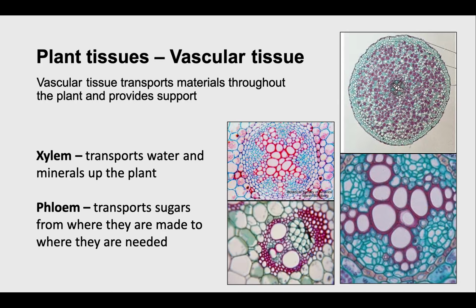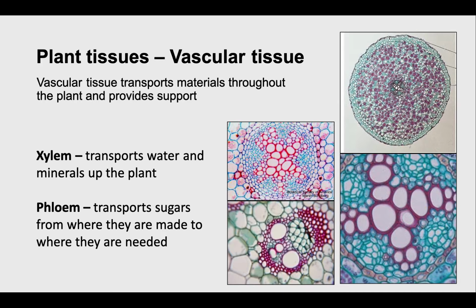The next type of tissue would be vascular tissue. With vascular tissue, we are transporting materials throughout the plant, but they can also provide support. These tissues tend to be a little bit more rigid. They help support the plant and keep it upright. If we're talking about these tissues that are transporting mainly water, but also some minerals up the plant, that would be the xylem. But if we're talking about transporting mainly sugars, we're going to be talking about phloem.